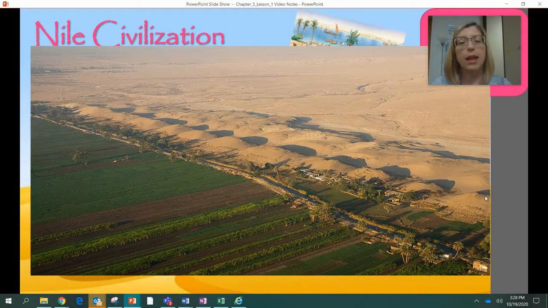Oh, look there. I love this picture. This picture is showing you how in Egypt it is just nothing but sand and desert until you have that Nile River. And because of the flooding, look at that. In the middle of the desert, you have fertile farmland. Isn't that so cool?